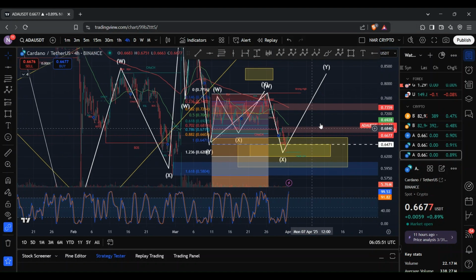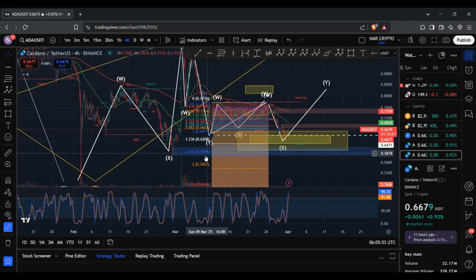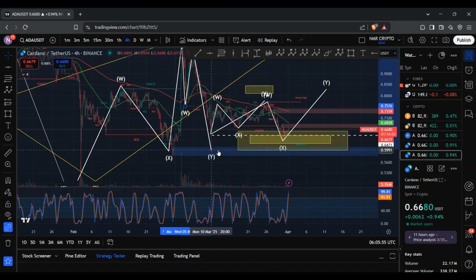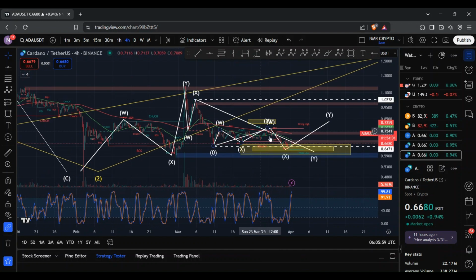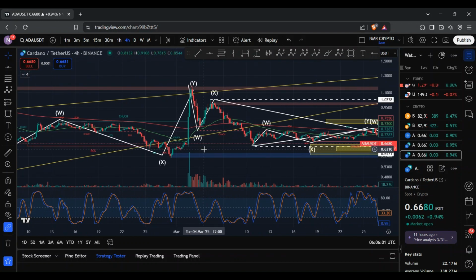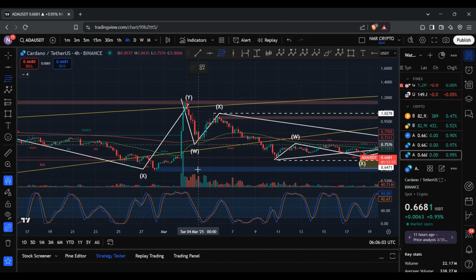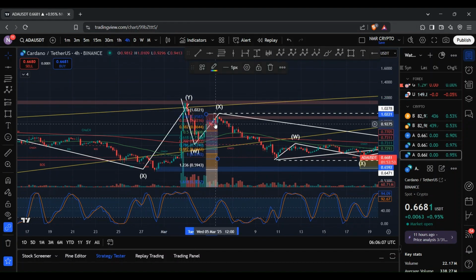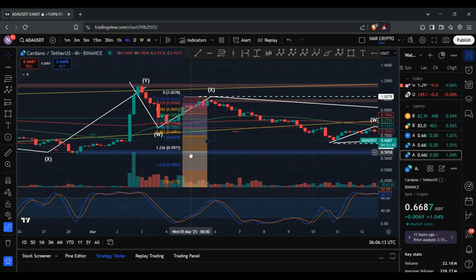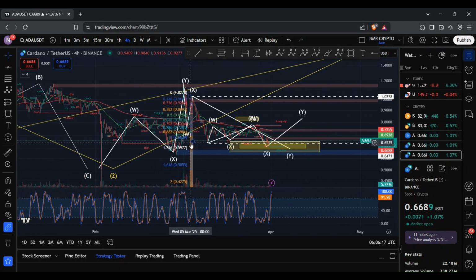And the other scenario could be that ADA is in this Y wave of this corrective move here. And this Y wave typically retraces anywhere between 1 to 1.236 of this W wave. So if I bring this to the right position, it retraces anywhere between 59.77 cents to 66.29 cents.